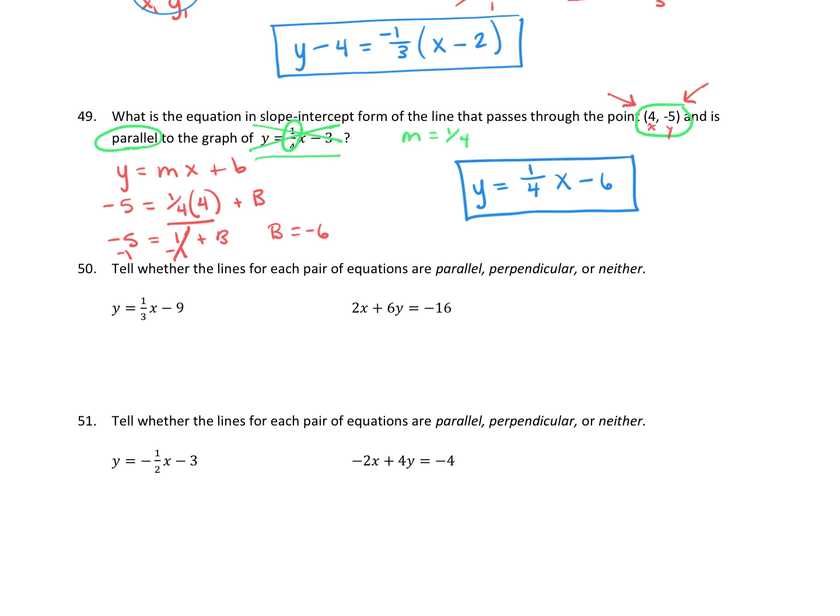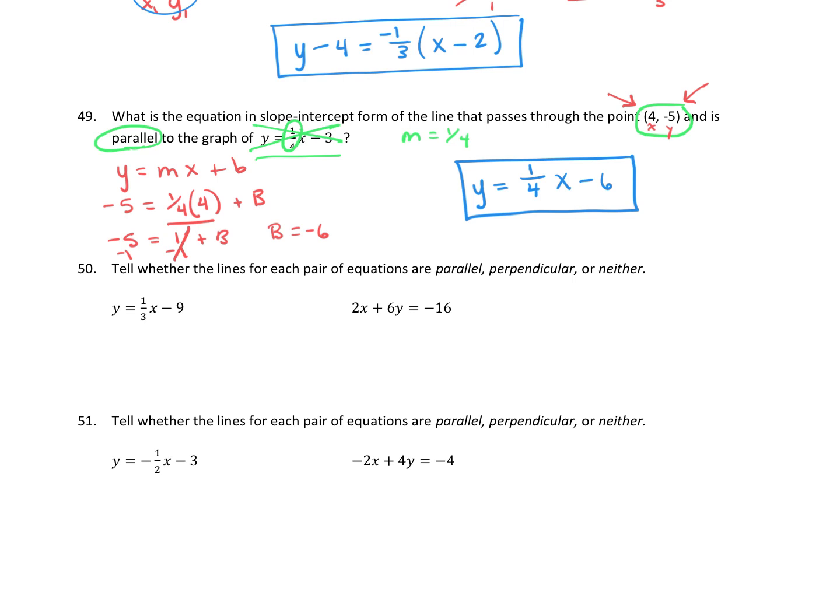All right, number 50, tell whether the lines for each pair of equations are parallel, perpendicular, or neither. To answer this question, we need to know the slopes of the two lines. If they're the same slope, they'll be parallel. If they're opposite reciprocal slopes, they'll be perpendicular. And if they don't have either of those relationships, then we would say neither.